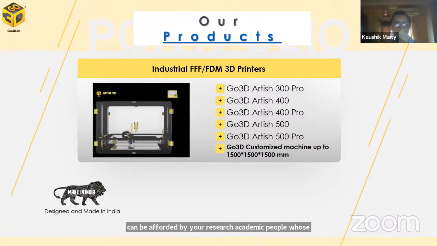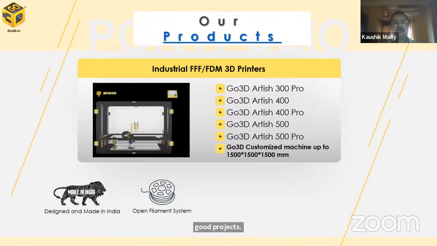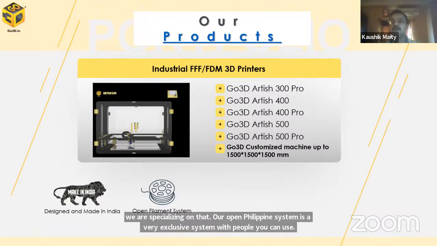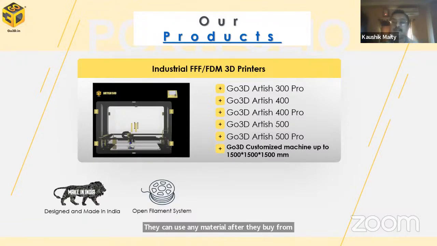So we are specializing in large size printers. Our open filament system is a very exclusive system which people can use. They can use any material. After they buy the printer from us, we will give support for 1 year or 3 years, whatever AMC they take. But at the same time, it is not mandatory that they take the material only from me.